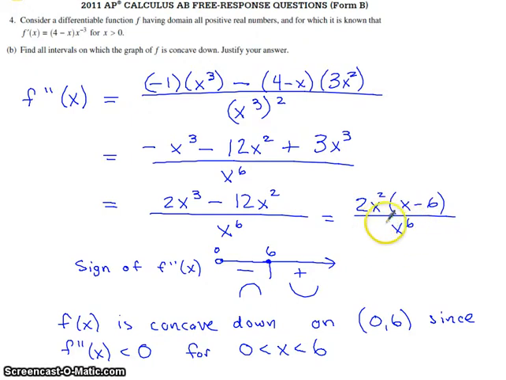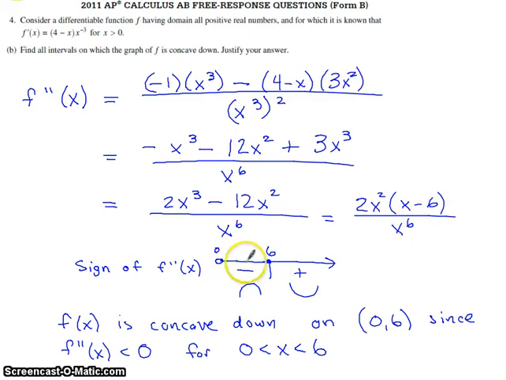So I did the same thing as before. This second derivative is undefined when x equals 0, but that's not in the domain of the function, so I don't really have to worry about that. This piece of the numerator is going to be equal to 0 when x is equal to 0. Don't really have to worry about that, again, not in the domain of the function. But this piece is going to be equal to 0 when x equals 6.